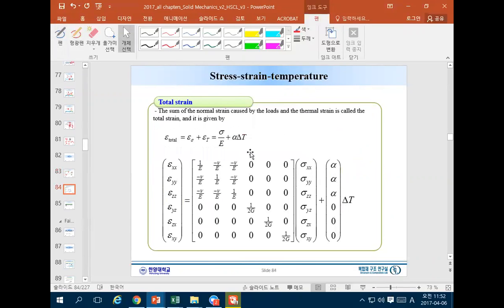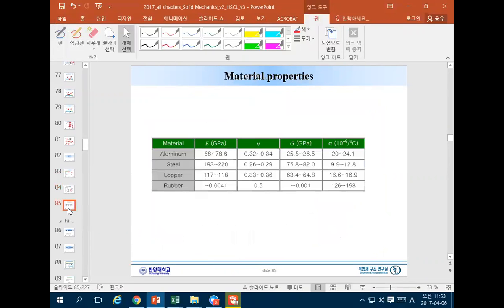And so this is the final equation when we have stress and temperature all together. And this is the final strain. It has to be a delta T and stress. And here is the alpha. Alpha is the CTE. That's all material properties. Okay. So those are the important 6 equations.